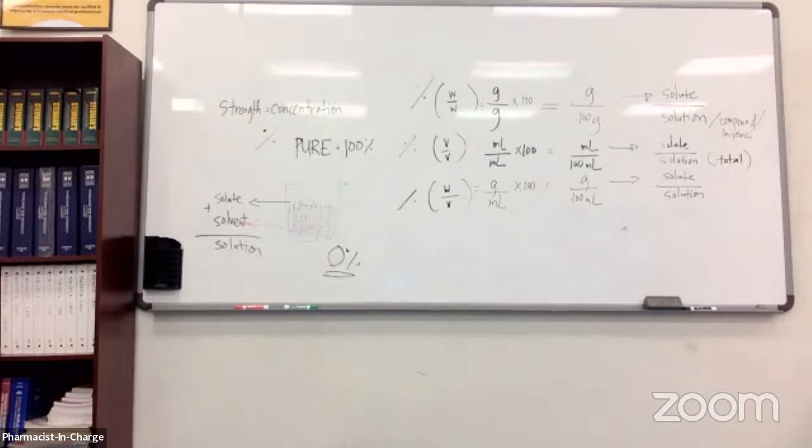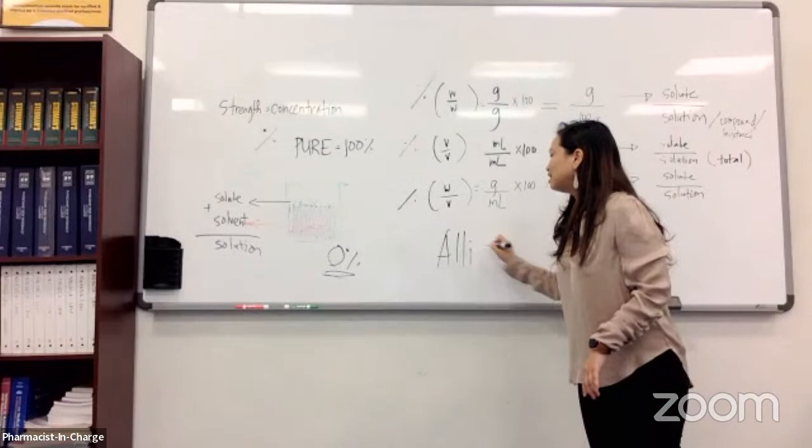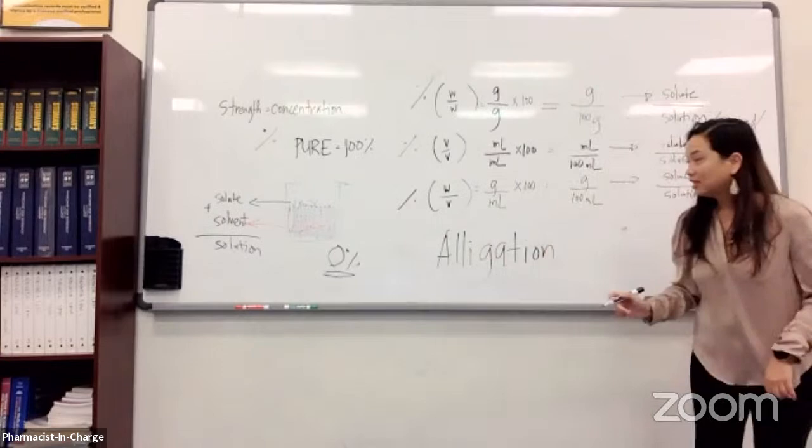So I started with percentage because alligation is our next topic. And I want you to understand it's not alligator. It's spelled A-L-L-I-G-A-T-I-O-N.